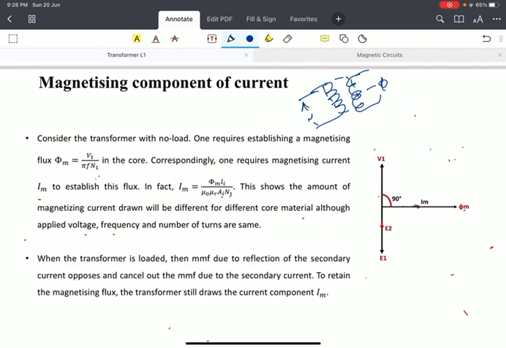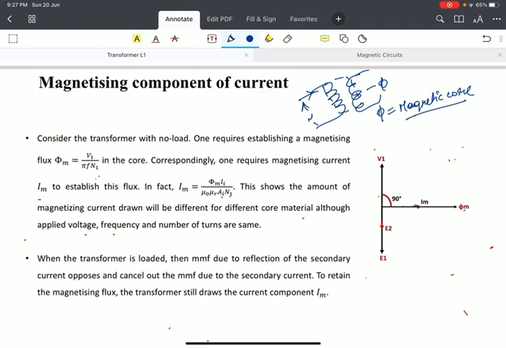So at no load, there will be a minimum current. A current will flow through the primary winding, required to establish this flux phi m in the magnetic core. This current is known as the magnetizing current, or the magnetizing component of current.